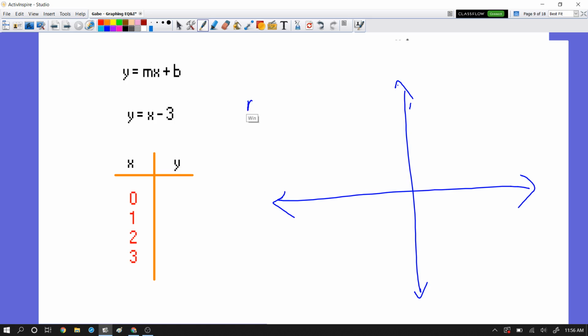So you're going to have m equals 1 over 1 and b equals negative 3. And all you got to do is go like this. So I went down to negative 3, up 1 over 1, up 1 over 1, up 1 over 1. And if you only want to do 2 dots because it only takes 2 dots to make a line, then do 2. So up 1 over 1.